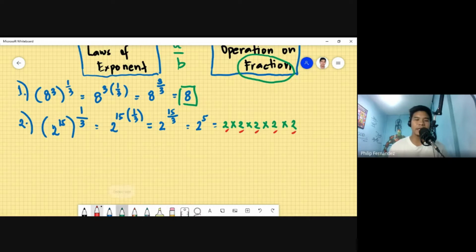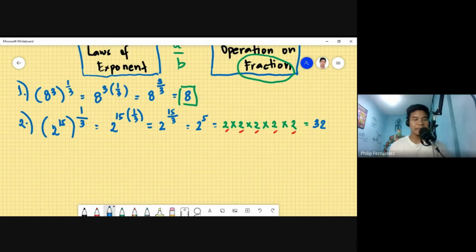So yung result niyan, yun yung simplest form. So what will be the result? What is the value of 2 to the 5th? Anyone? Okay, this is equal to 32. So the simplest form of 2 to the 15th quantity raised to 1/3 is 32.